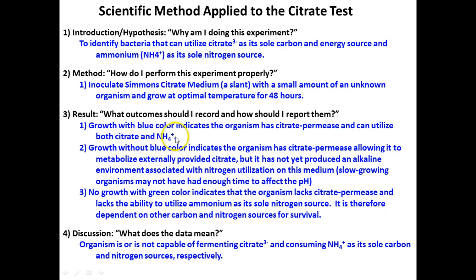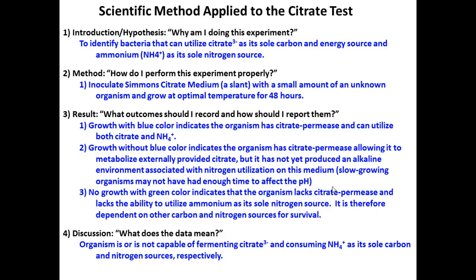The ammonia. They produced ammonia. Without blue color, it indicates the organism has citrate permease, allowing it to metabolize externally, but it has not yet produced an alkaline environment associated with the nitrogen utilization in the media. This would indicate a slow-growing organism that may not produce enough to create that pH change.